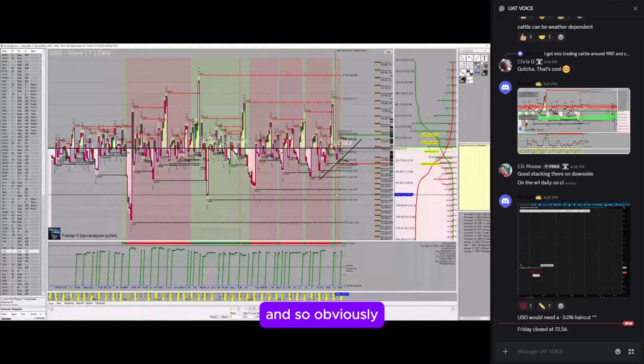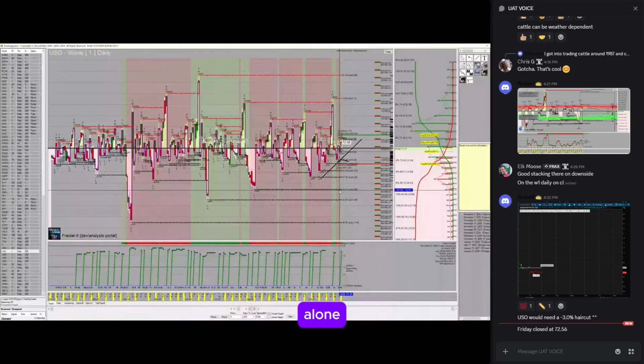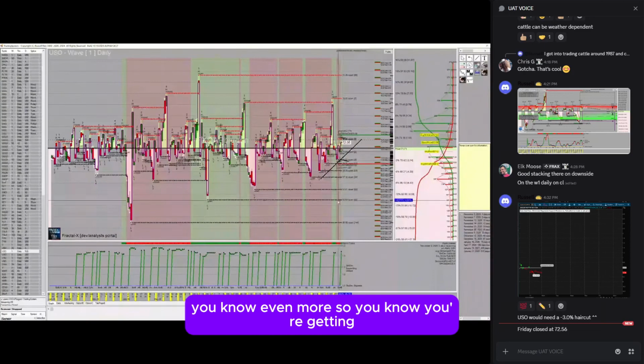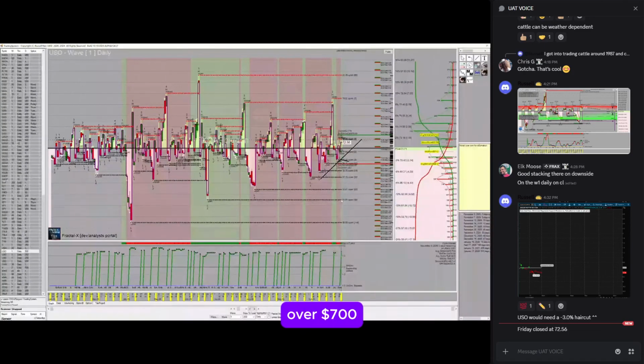And so obviously, at the 64 level alone, you're getting roughly $5 and change of intrinsic value. So a little over $500 guaranteed value here, plus IV, of course. Even more so, you're getting over $700. Here you're getting a lot more. So that's really what I'm seeing from this group.